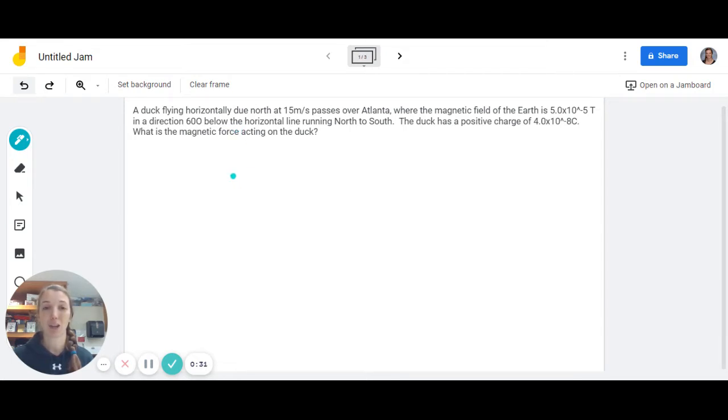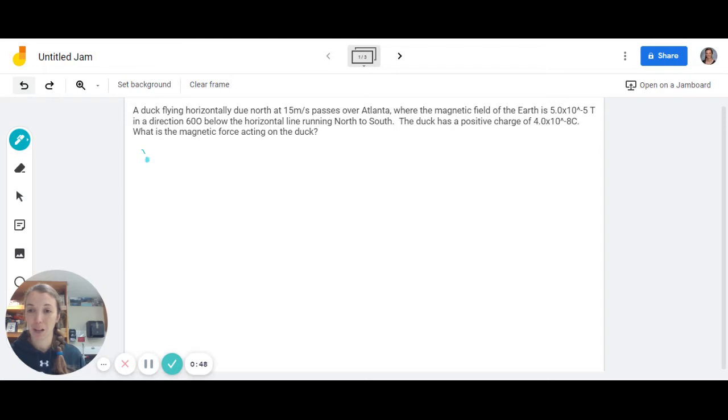The duck has a positive charge of 4 times 10 to the negative eighth coulombs. What's the magnetic force acting on the duck? This actually does happen to birds. They gain a charge by flying through the air, and then there's a small force on them due to their motion within the Earth's magnetic field.